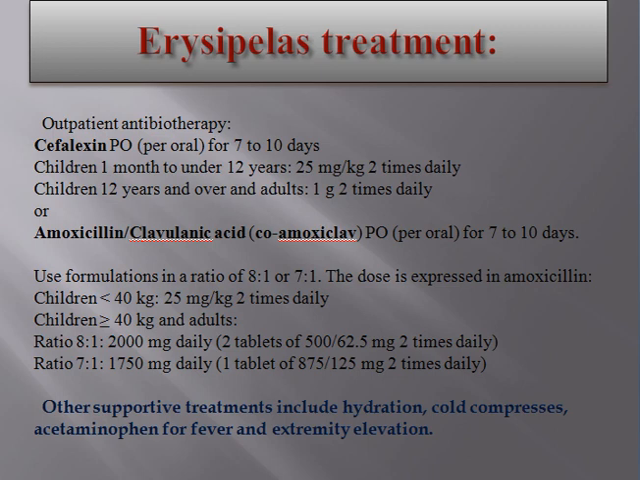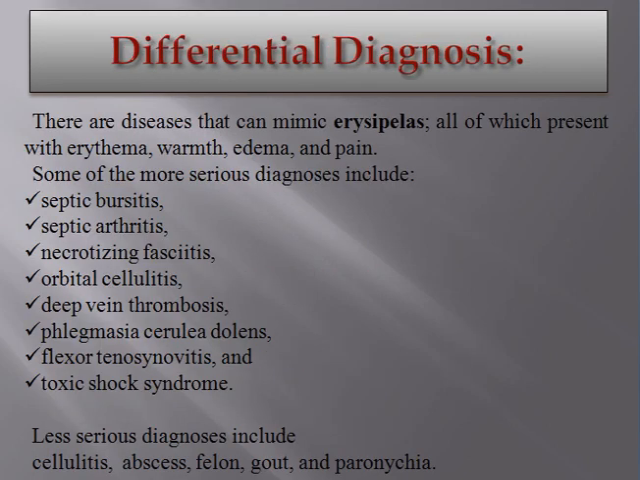Other supportive treatments include hydration, cold compresses, acetaminophen for fever, and extremity elevation if the erysipelas is on the extremities. If there is evidence of an abscess or gangrene, surgical debridement is necessary. Admission is usually required for infants, elderly, and immunocompromised individuals.